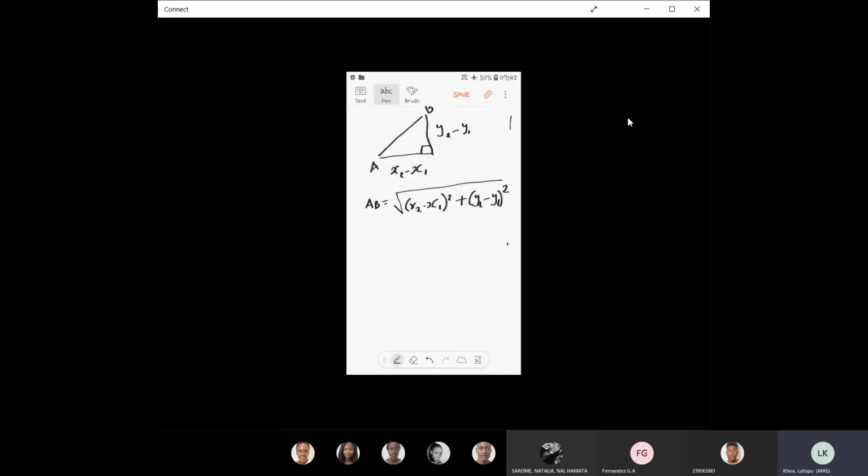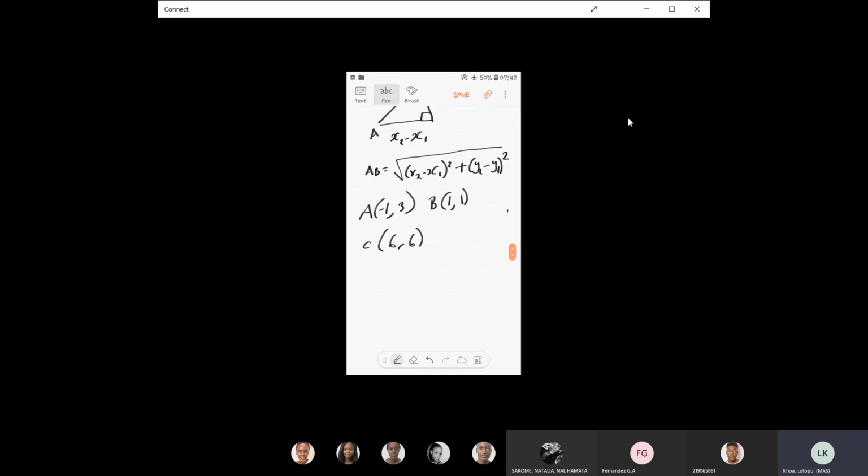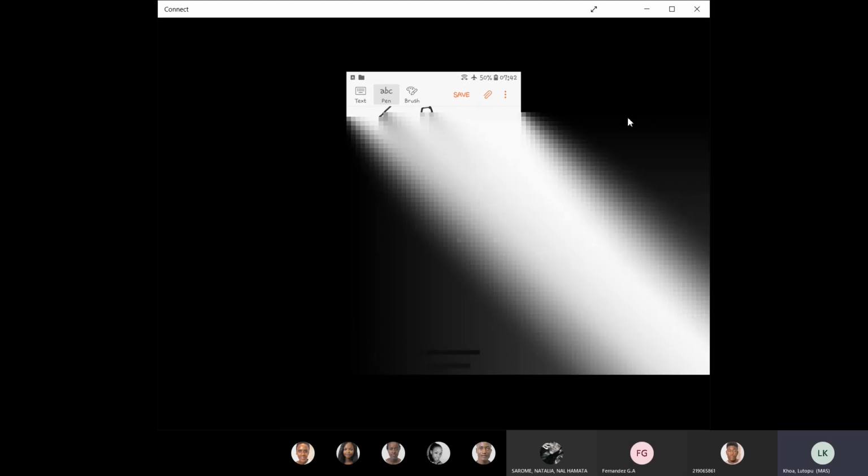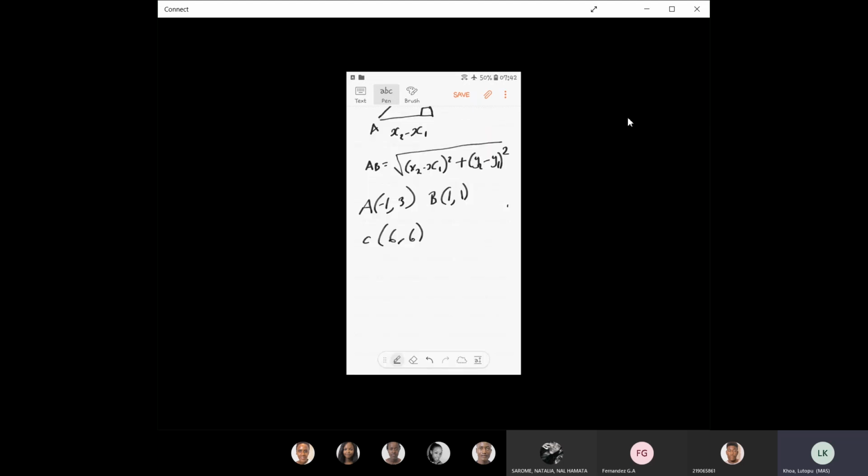Okay, so let's look at an example. Just go over the one in your book. A is minus 1, 3. B is 1, 1. And then C is 6, 3. Now we are asked to calculate the perimeter of this triangle. Any 3 points you have will always make a triangle when you connect them.